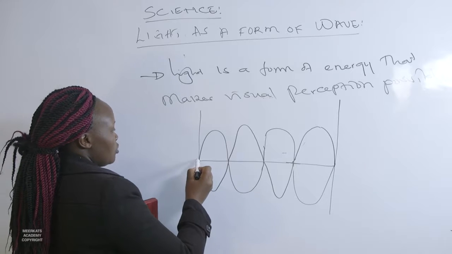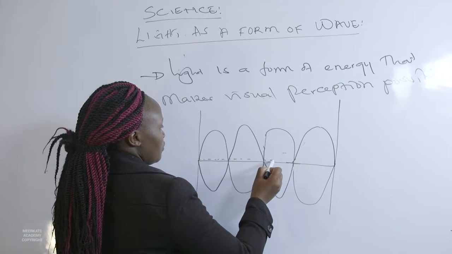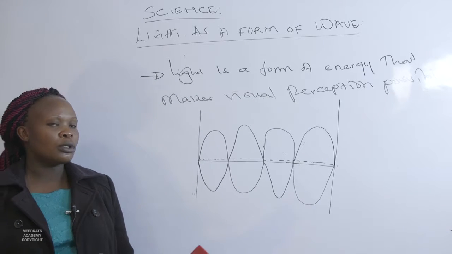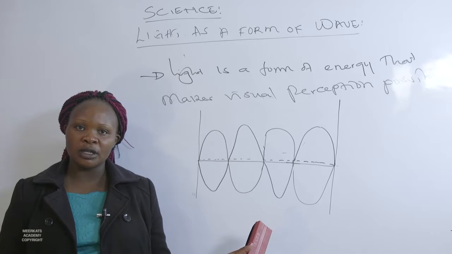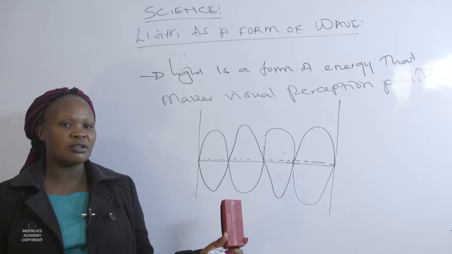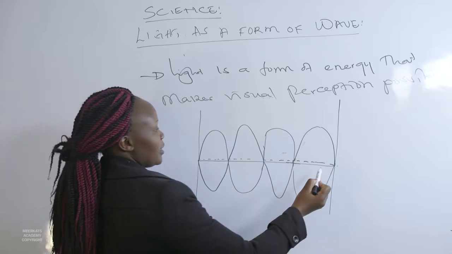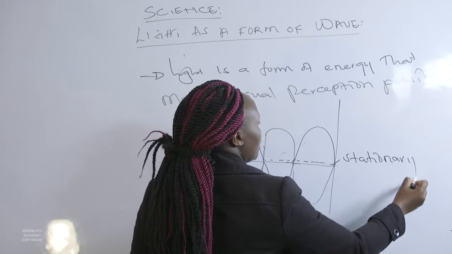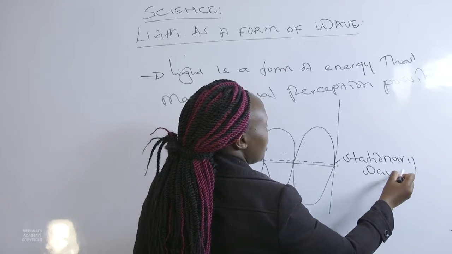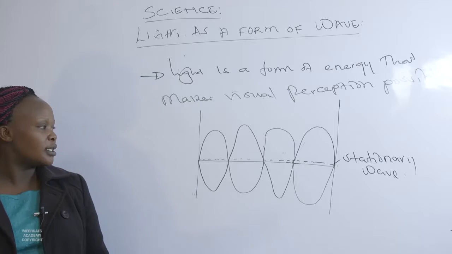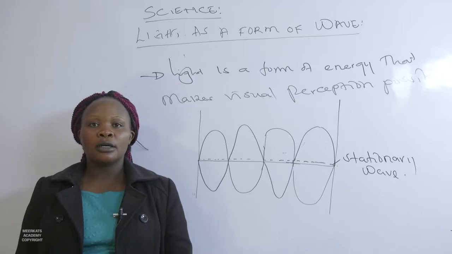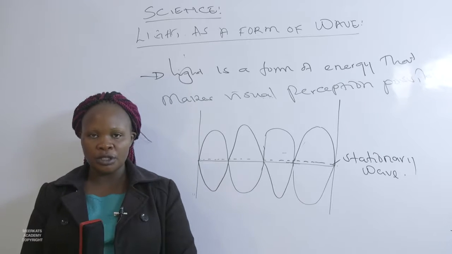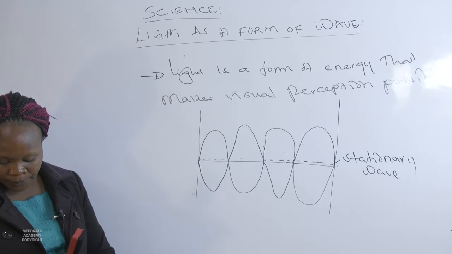What results is a stationary wave, which is a straight line. That way, you will not observe the object you are trying to observe in form of crests and troughs. Rather, this stationary wave, which in itself is a straight line, will help you to observe what you are after.